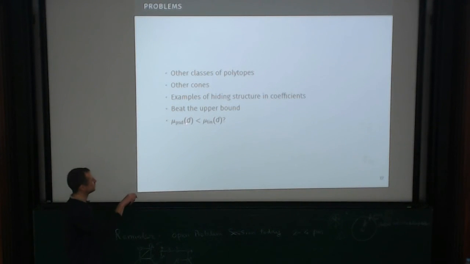Mu PSD of d should be 3, I think, while mu LP of d should be 4, I think. But I would at least bet a beer that as soon as you go to d equals 3, why not bet a beer, they are equal. I would guess they are equal. I would guess you cannot gain anything by using SDP. I don't think so.